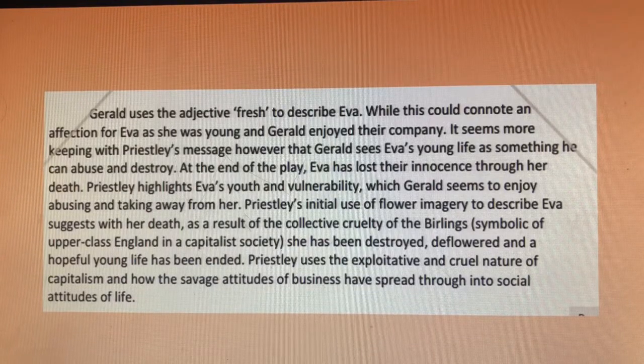Priestley uses the exploitative, cruel nature of capitalism and how the savage attitudes of business have spread through the social attitudes of life. This candidate clearly understands Priestley's aim and has thought long and hard about how this might be worded in the exam. We've got yet again a reference to the end of the play, so in total now we have the beginning, the middle and the end, and a lovely introduction to start off with.